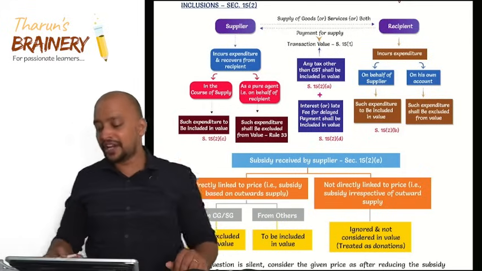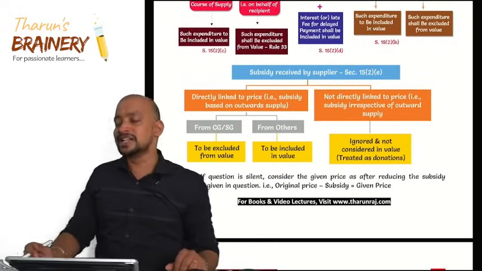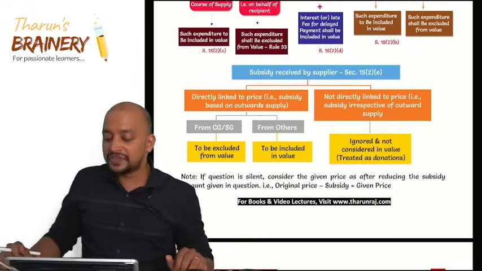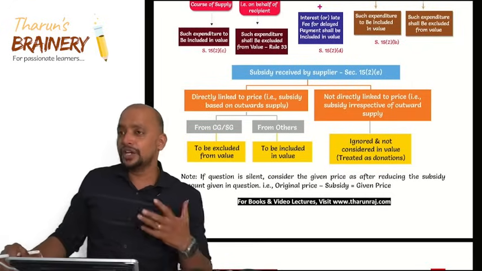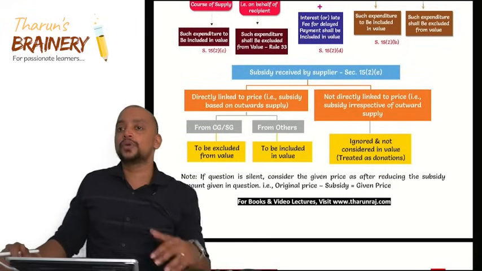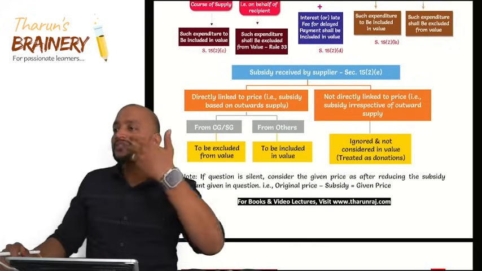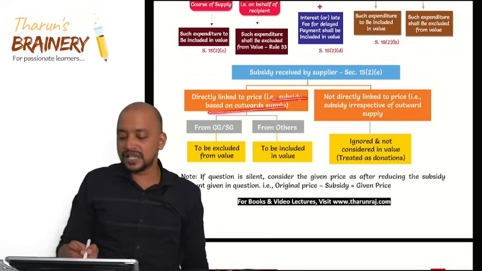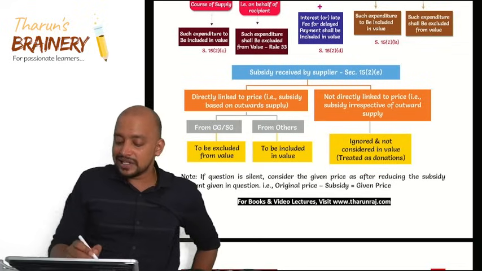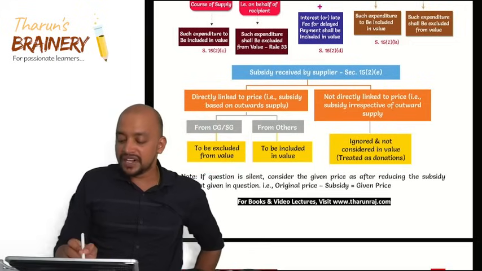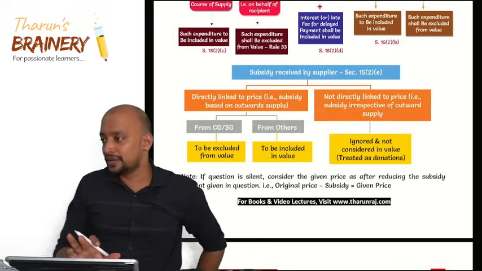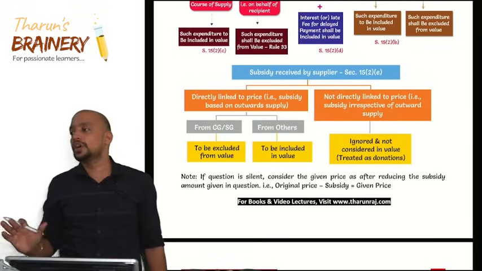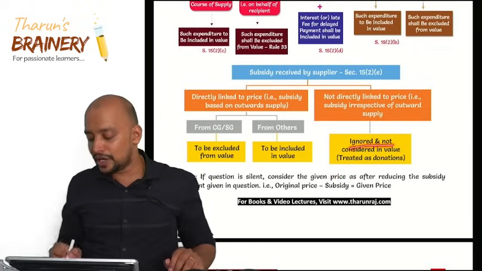Then we have 15(2)(e). What is that? Subsidy. Subsidy is divided into two: directly linked to price, and not directly linked to the price. How do we know that it is directly linked to the price? When the subsidy is based on outward supply. For every product sold or every service rendered, some amount is given as subsidy. If it is from the Central Government or State Government, it should be excluded from value. If it is from others, it should be included in the value. If it is not directly linked to the price, meaning the subsidy is received irrespective of the outward supply, a general amount, then it should be ignored and not considered in the value.